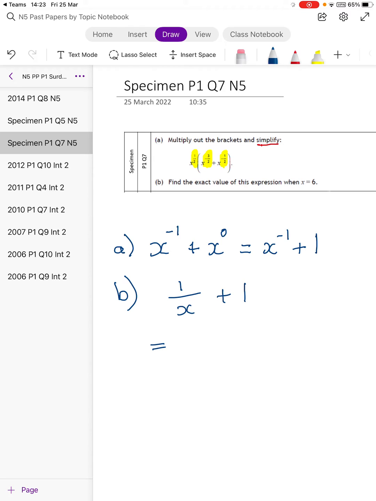We're now going to sub in a 6 for x. So we've got 1/6 plus 1. So our exact answer would be 1 1/6. Or you could write it as 7/6 if you wanted as well.